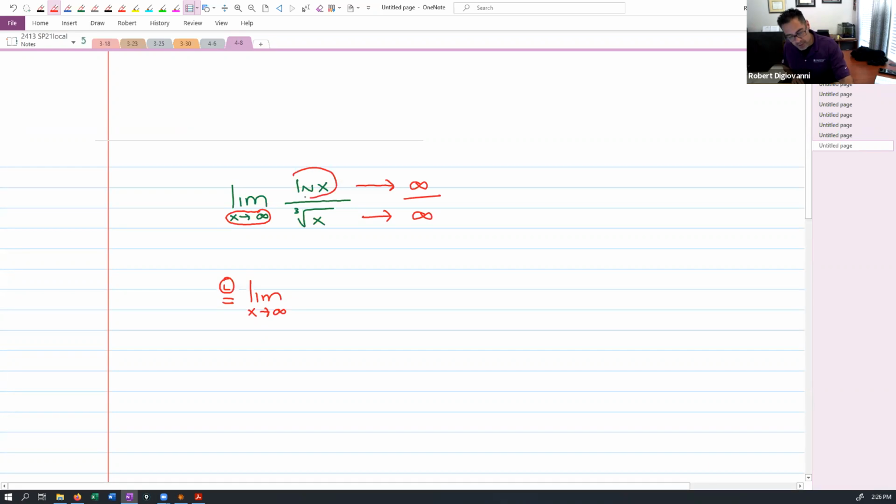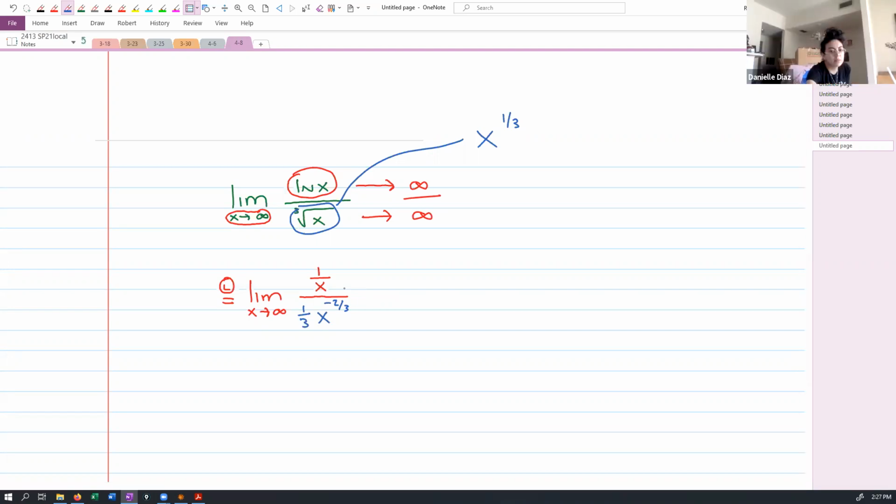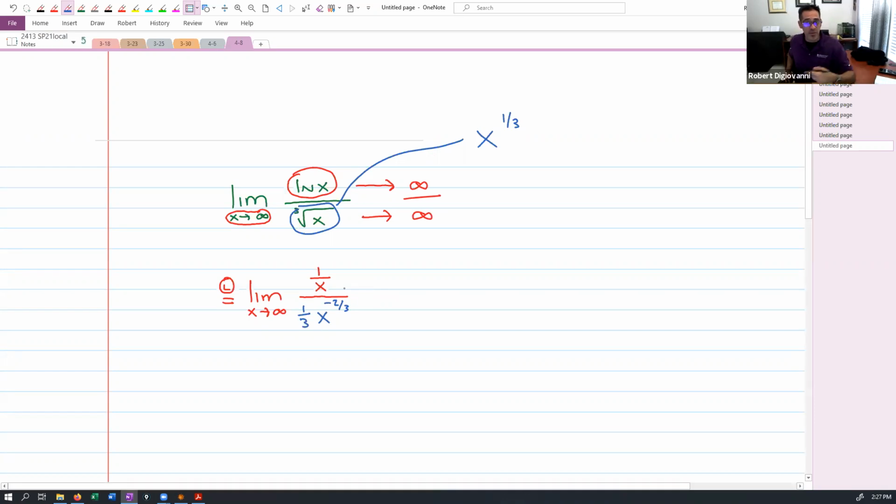So I'm going to do the derivative of the top, which is just 1 over x, and then the derivative of the bottom. I recommend that you look at the bottom as x to the 1/3 before you take its derivative. So that would give me 1/3 x to the negative 2/3. Is that okay? Yes. I have to figure out now what's happening as x goes to infinity. In order to do that, I'm going to clean it up first, just so it looks a little nicer.